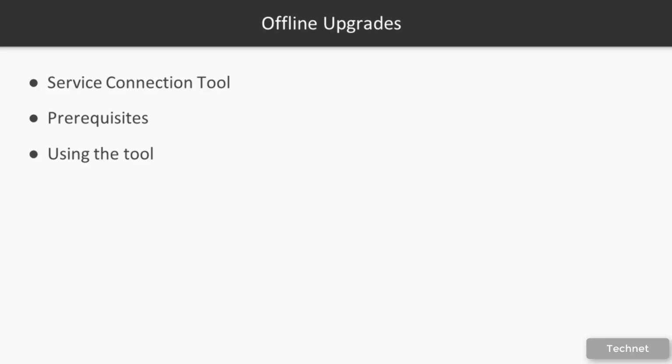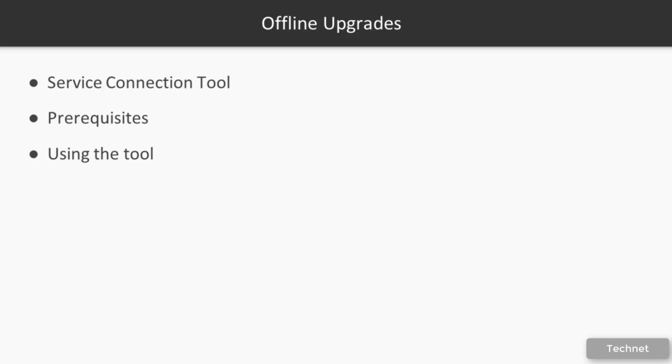So what do we do if we don't have an internet connection on the site server? All is not lost. Microsoft have provided us with the Service Connection tool and instructions on how to use it. The tool can be used on a computer with an internet connection to download the upgrade, which you can then transfer to the site server. You'll find a link to the tool in the notes of this video.